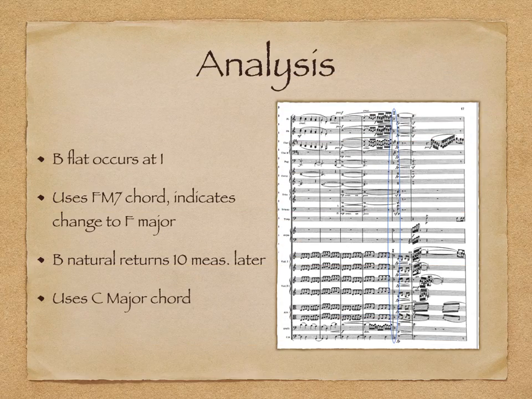Here Sibelius does something a little bit different. At I, he uses an F major 7 chord, indicating a change to F major, because he also puts a flat sign in at the beginning of each of the measures. And so for the next 10 measures, he is utilizing the B flat. And then after the 10 measures, he returns back to the B natural and places a natural sign at the beginning of the measures and uses a C major chord.